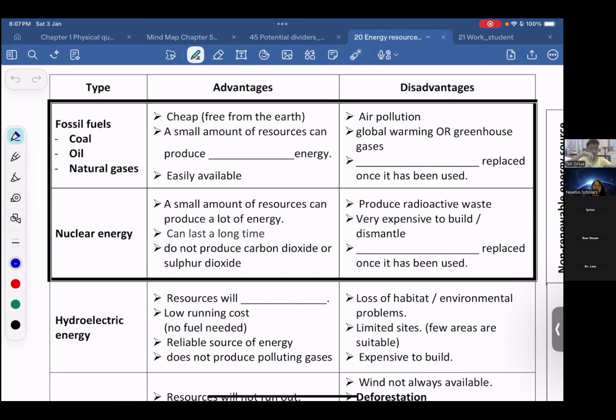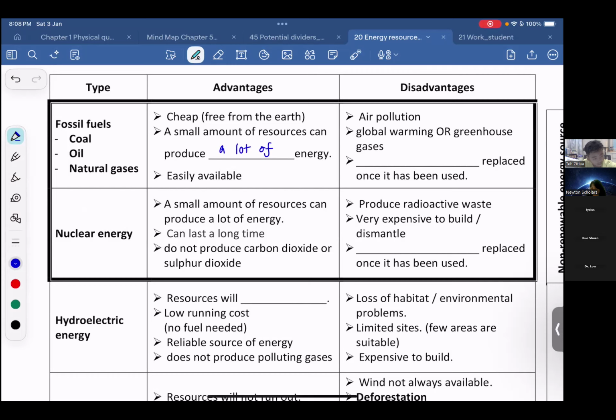But most of the time when they ask you what the advantage of fossil fuel is, we can say that a small amount of fossil fuel can produce a lot of energy. So this is the advantage of burning fossil fuel to generate electricity.